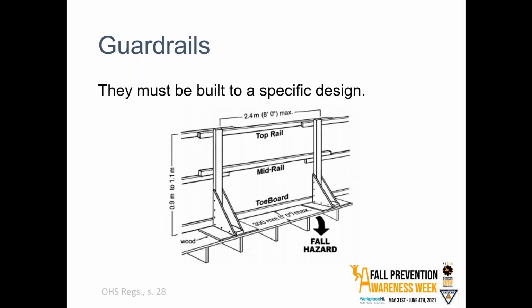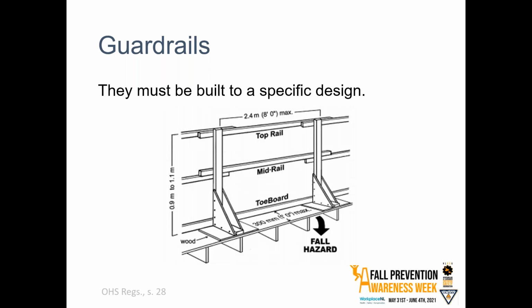There's a certain minimum height. So let's just say I'm up on a roof and it's a flat roof and it's got that little lip that goes around the outer perimeter of the roof. If that lip doesn't go between 0.9 and 1.1 meters, I need to add a guardrail at least up to that height to match the missing component that's not there.